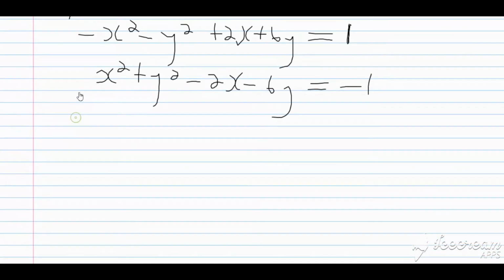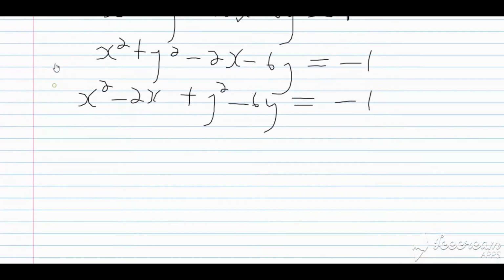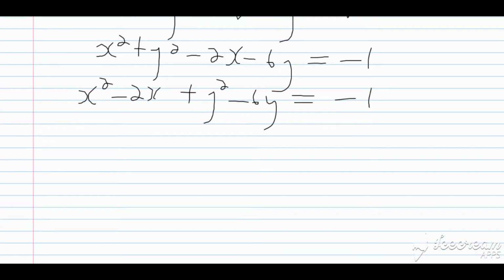We can then move to our grouping. So we're going to have x squared minus 2x plus y squared minus 6y equals negative 1. And we know the procedure. We have x squared minus 2x. My b term here is minus 2, so I'm going to halve that. When I halve negative 2, I get negative 1, and I square that, I get positive 1, turning this expression into a perfect square.